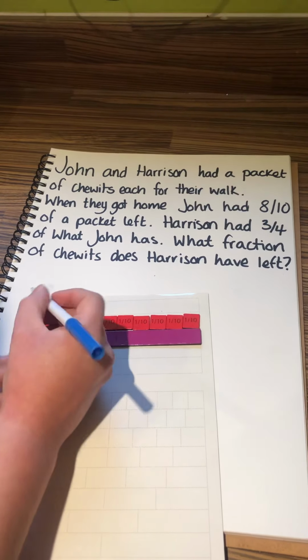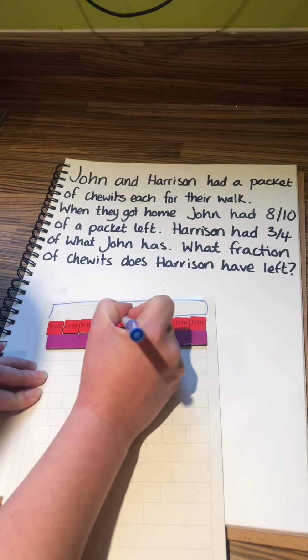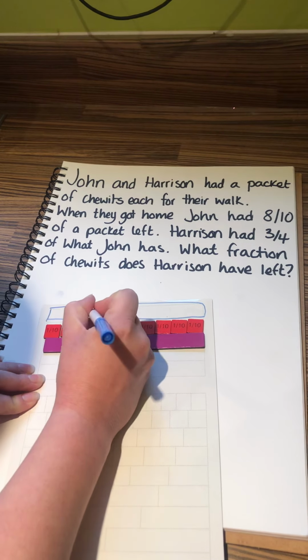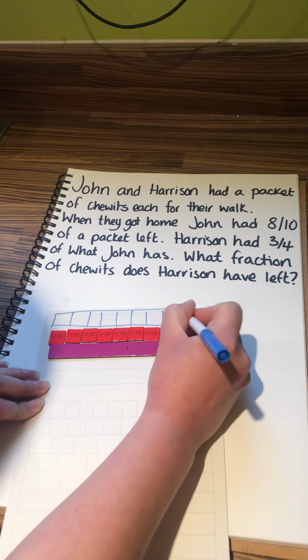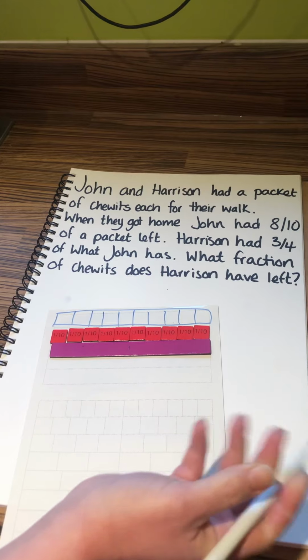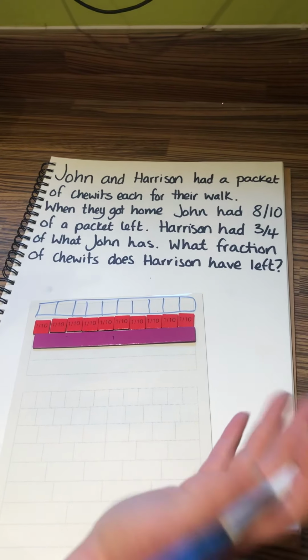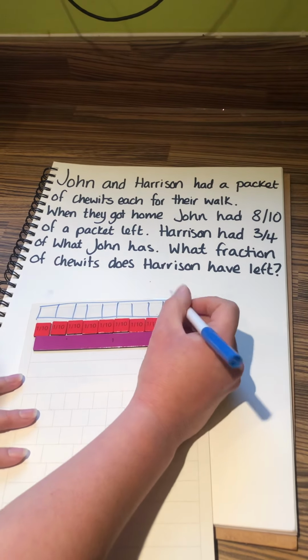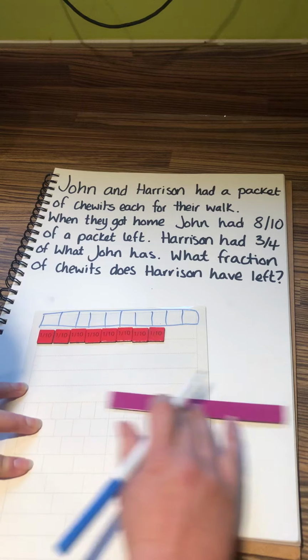So if I was going to draw that at the top, I'm going to try and make these as equal as possible. 3, 4, 5, 6, 7, 8, 9, 10. Lovely. So if he had a whole packet of Chewits left, he'd have 10/10, but he doesn't. He has what? Brilliant. Yep, he's got 8/10. So let's take 2/10 away because he's eaten them.